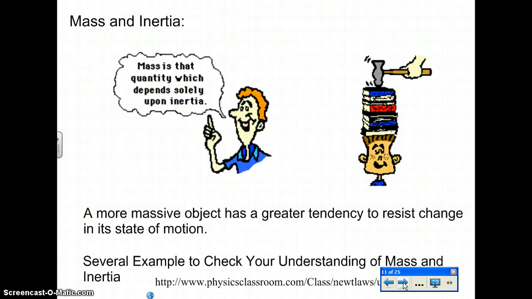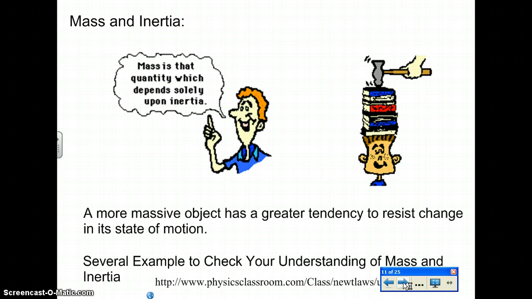Okay, mass and inertia. Mass is that quantity which depends solely upon inertia. So here's some examples of this. You have so many books on your head. You hit the hammer, it's going to be absorbed. That contact impact is going to be absorbed by the book so you don't feel it on your head. It's the same analogy of putting your hand down on a desk and a book on top of your hand and then a sledgehammer down onto it. You don't break your hand. Okay? Don't do that though.